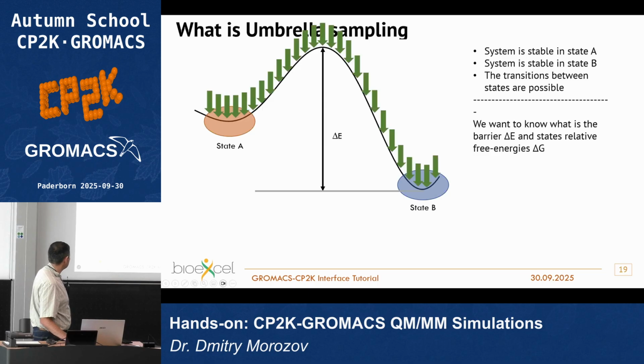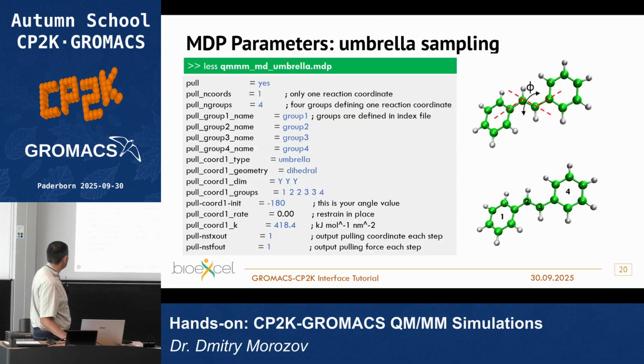That's already shown in the main presentation. So the idea of umbrella sampling, here is the explanation of how it's done in GROMACS. In GROMACS, you need to use the pulling code for this. In the MDP file you have pull coordinates and groups, and the dihedral angle is defined through 4 groups. The first group is this ring, the second group is this atom, the third group is this atom, and the fourth group is this second ring.